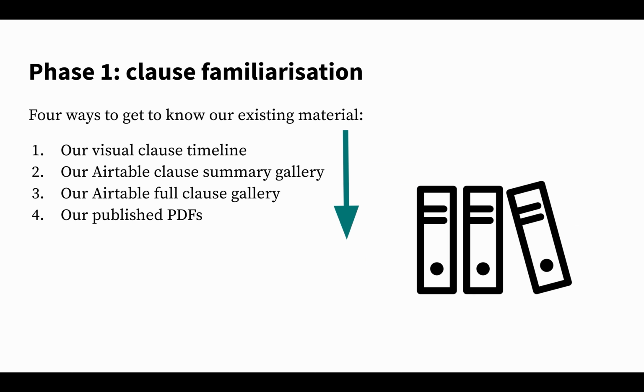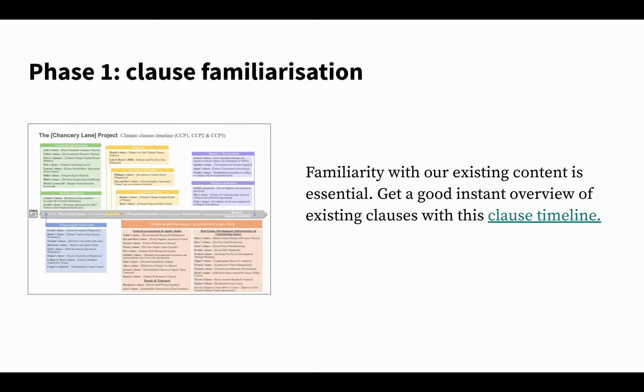We have 4 ways for you to get to know our existing material, all of which are available on our events website, events.chancerylaneproject.org. The teal arrow indicates increasing detail going down. First up, this clause timeline provides us with an overview of our existing clauses mapped out in the supply chain process. This can be a useful tool to zone in on the ones most relevant to your practice.